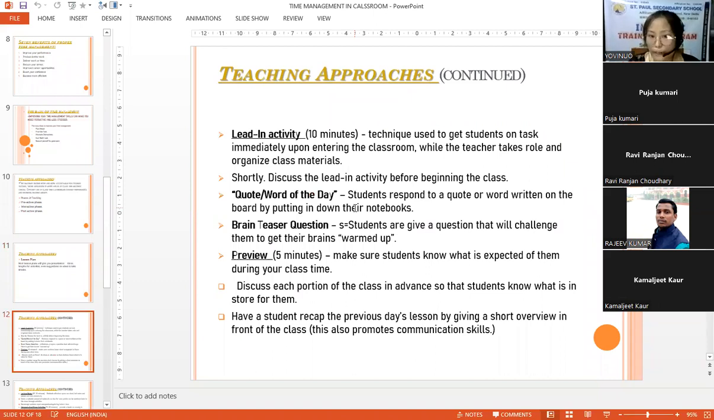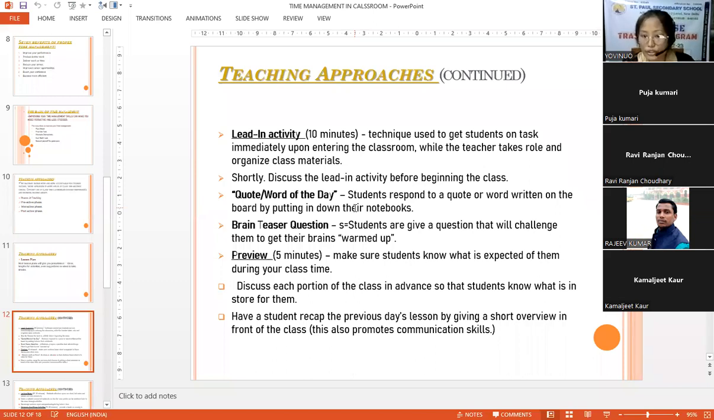A word of the day. Students respond to a quote or word written on the board by putting it down in their notebooks. Brain teaser question. Students are given a question that will challenge them to get their brains warmed up.